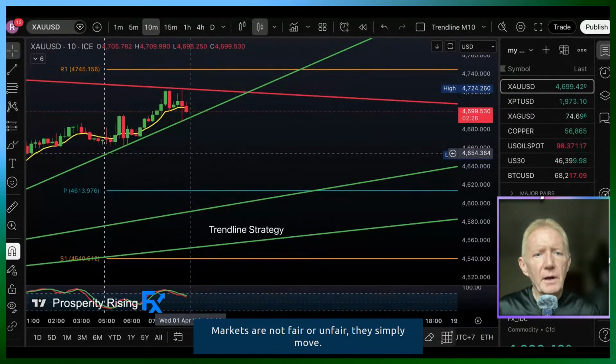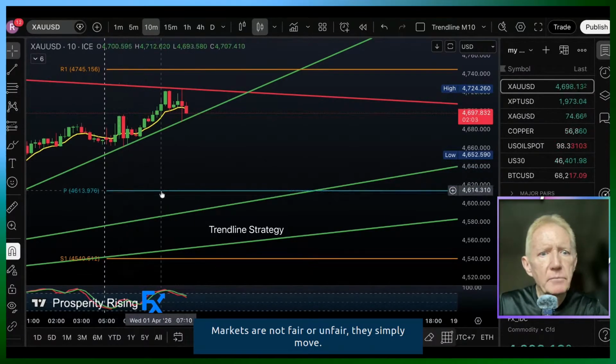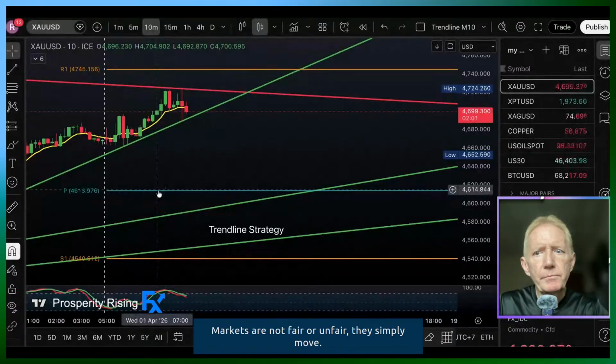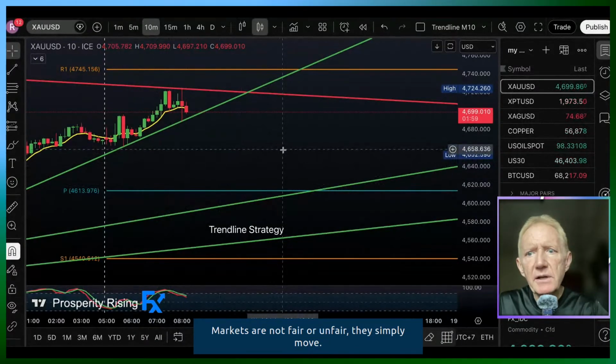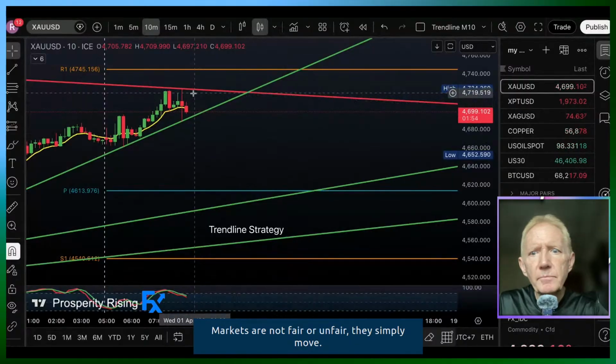I'm very hesitant. Well, I'm not going to take a short trade. Gold is very bullish. It could come back down here and test 46.13. That's our pivot point for the day. It's now trading at 46.98, 46.99, so that's why it's not moving up.